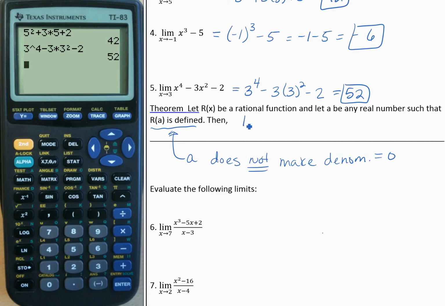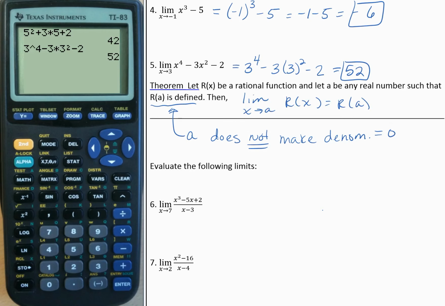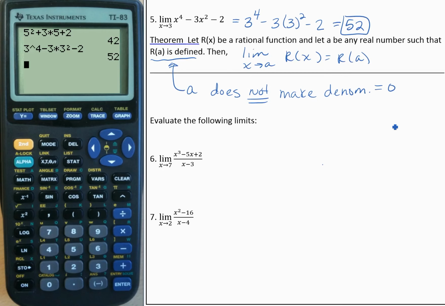Mathematically we can say the limit as x goes to a of r of x is equal to r of a. So anytime you have a rational function and plugging in does not give 0 in the denominator, you can just use direct substitution to find the limit. We've got two examples here.